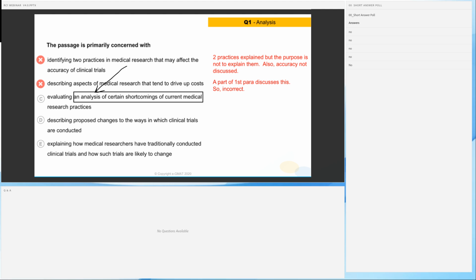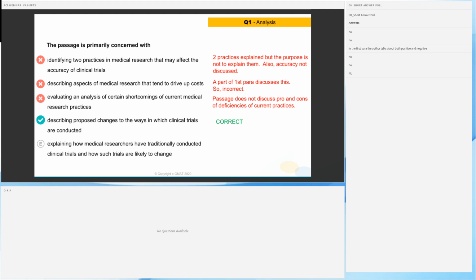Choice D is the correct option. It says describing proposed changes. In the first paragraph, the author talks about both positive and negative. Does the author present any analysis here? And then does the author talk about the pros and cons of an analysis? Let me just explain. Okay, go on.